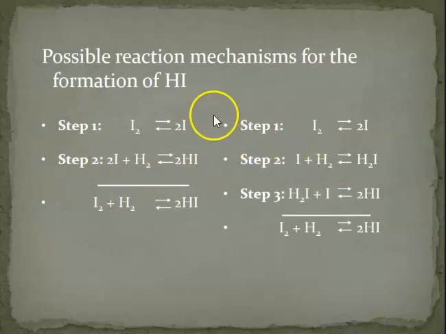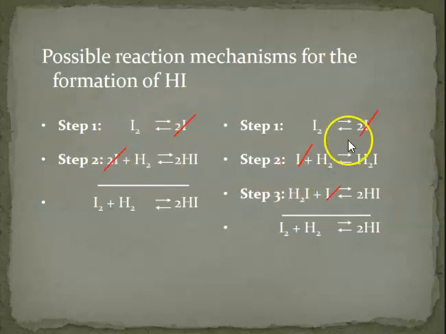Or mechanism number 2, a 3-step deal. Iodine makes 2 iodine atoms, kind of like the first one. But this time, one of the iodine atoms sticks onto hydrogen and makes this H2I. And then that H2I hits an iodine atom and makes 2HI. Boom. So when I add this up, this plus this, it equals this. When I add this, this, and this, it equals that, right? The iodine atoms are an intermediate, produced in an early step, consumed in a later step.